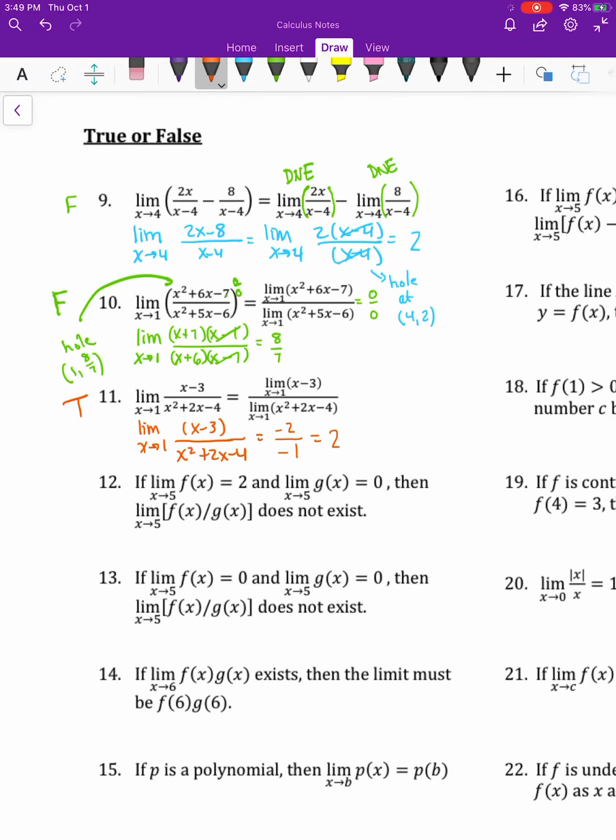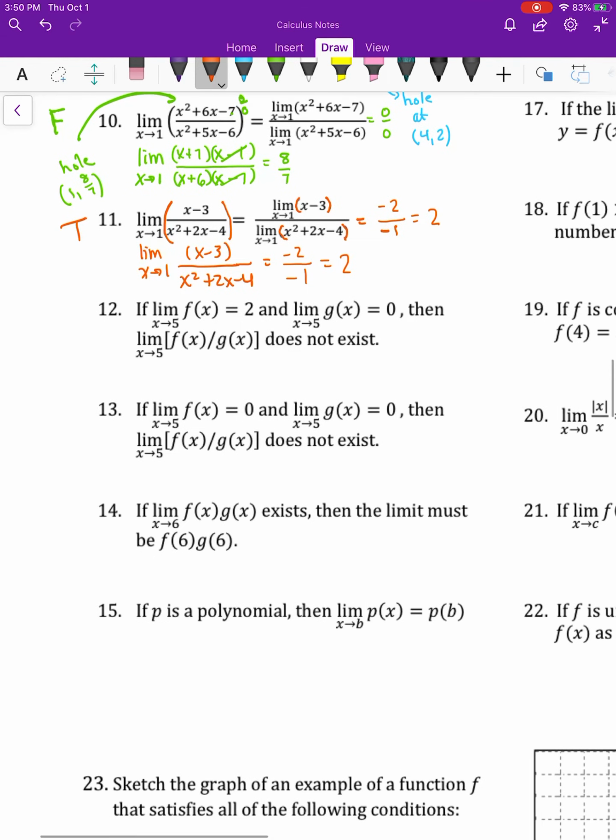Because it doesn't matter if I have this function and put the 1 in and get 2, or if I have this function and put the 1 in and I get negative 2, divided by, I have this function and put the 1 in and I get negative 1. See how you're getting the exact same thing? So this is true that those two limits are equivalent because there was nothing there to cancel. This bottom one was not even factorable.